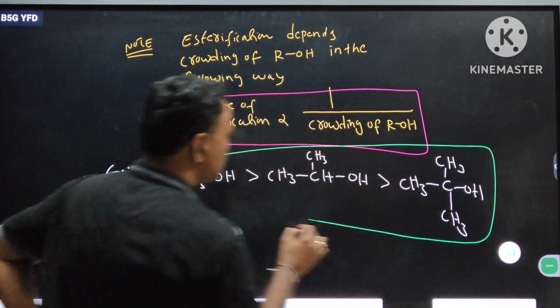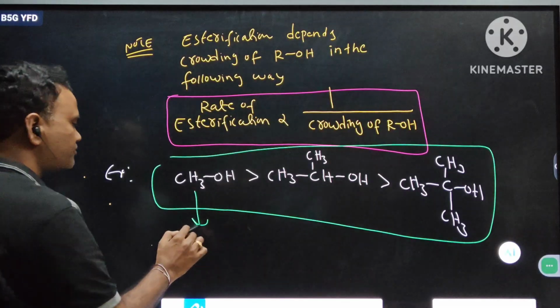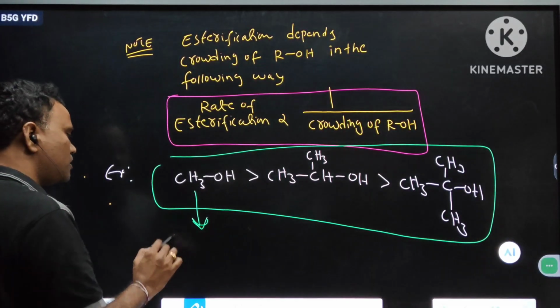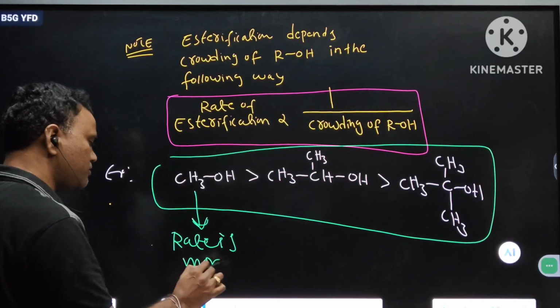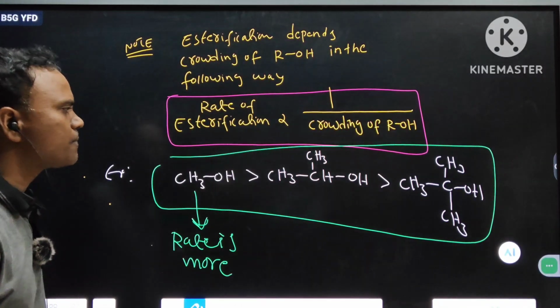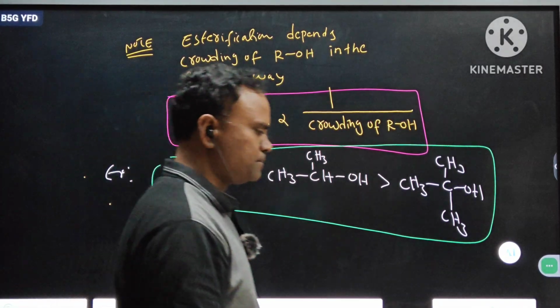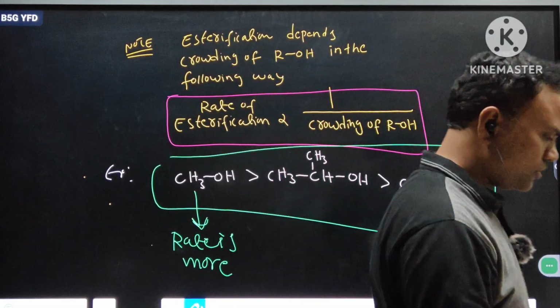Order of esterification. The esterification rate is more. It is more towards esterification. Rate is more towards esterification. Okay. This is an important question.